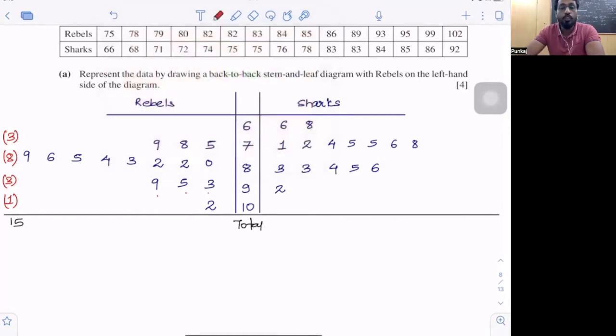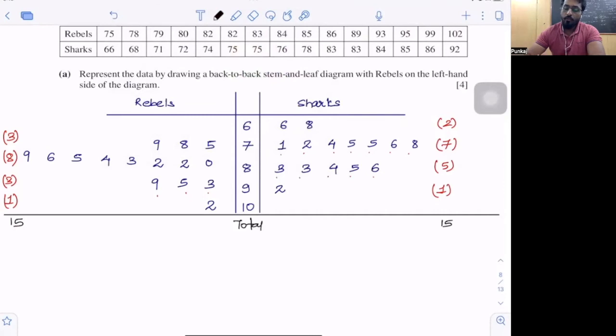Now you can come to sharks. So there are 2 values over here. Then there is 1, 2, 3, 4, 5, 6, 7 values. So write 7 here, then 1, 2, 3, 4, 5 values. Write 5 over here. And then finally, there is only 1 value. So that's going to be what? So that's 7 plus 5. That's 12. 12 plus 2. That's 14. 14 plus 1. That's again 15. So I have 15 values at the end as well.